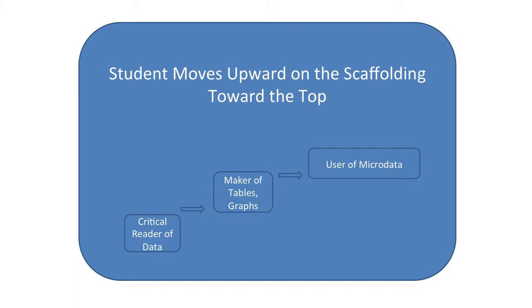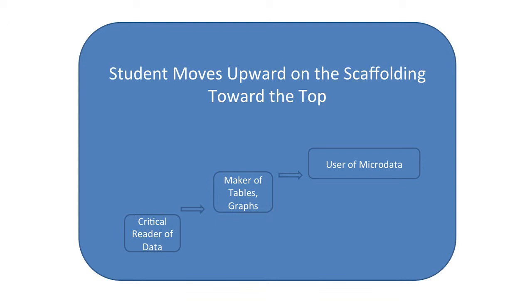So I have an image here that shows scaffolding, where in year 1 or throughout the 3 years you would learn to be a critical reader of the data, critiquing concepts and measurement and the way that things in the world have been conceptualized. But in year 2 and year 3, the students should also begin to make tables and make graphs themselves.